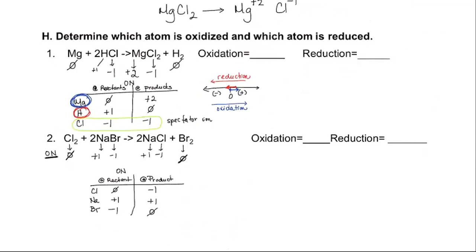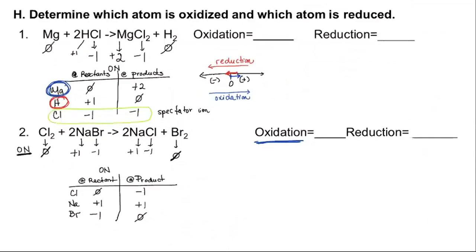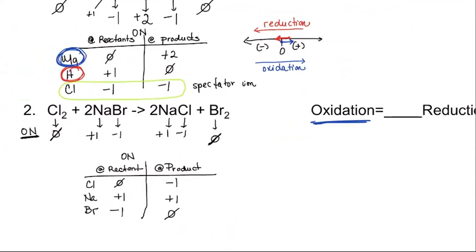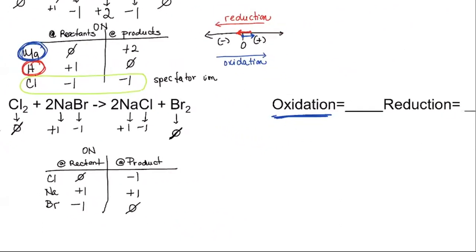So going through that, let's first do who got oxidized. And look at the number line. Let's put the symbol for the element that got oxidized. So proud of you guys. Exactly. Bromine. It was negative and now it has an oxidation number of 0. So bromine was oxidized.